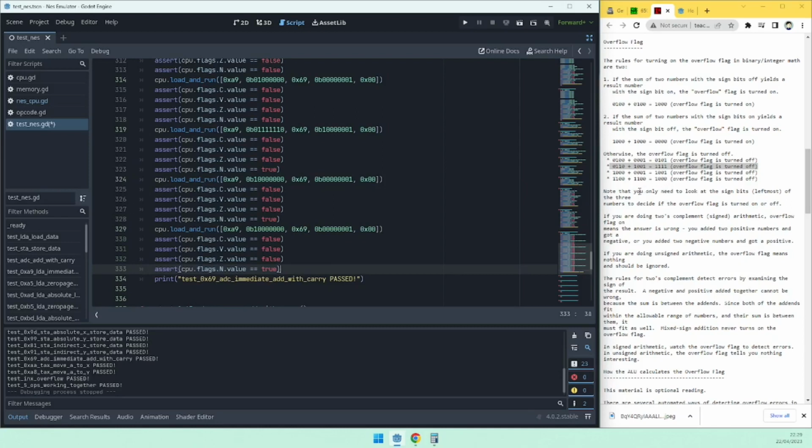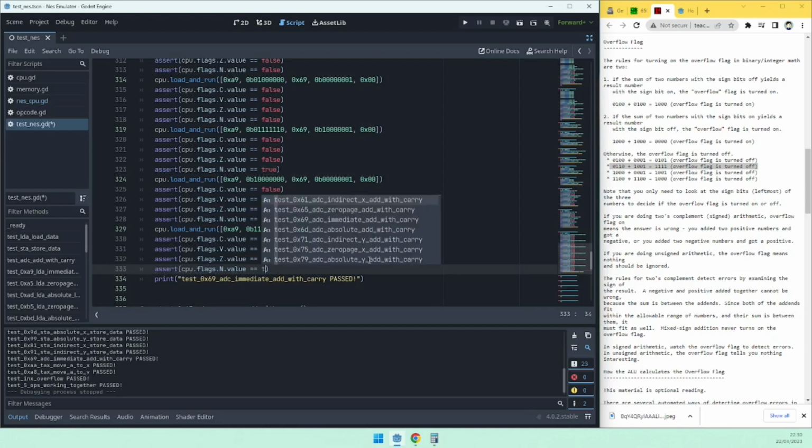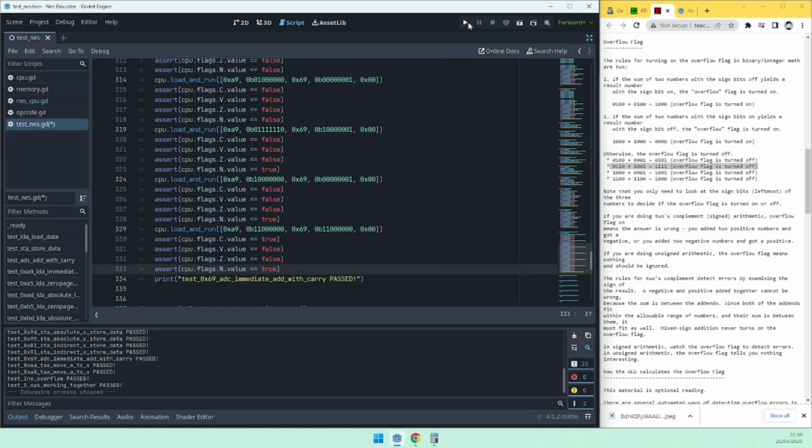And last one. So the first 2 bits in both cases. So this one does carry, does not overflow, is not 0, and is negative. Let's test.